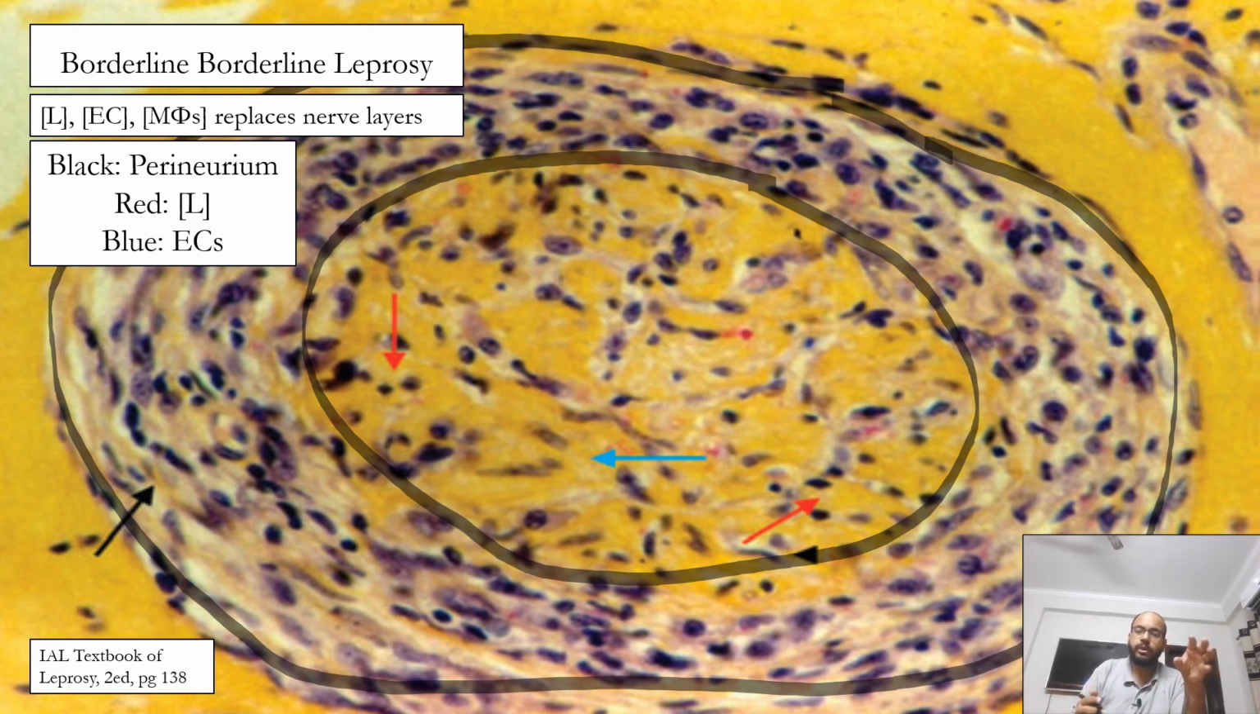So in the tuberculoid pole, you see condensed granuloma, tight granuloma, localized granuloma of the lymphocytic variant. But as you move towards the lepromatous pole, you see more of a looser granuloma with histiocytes. Clear? Let's move forward.